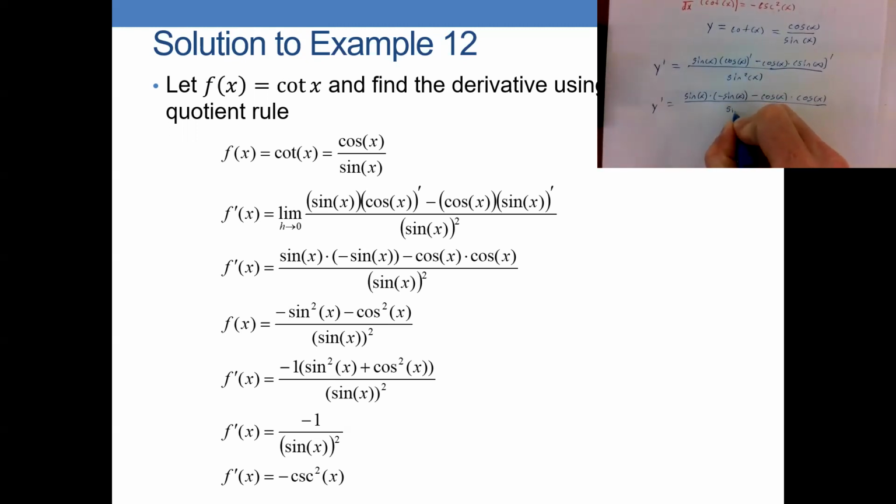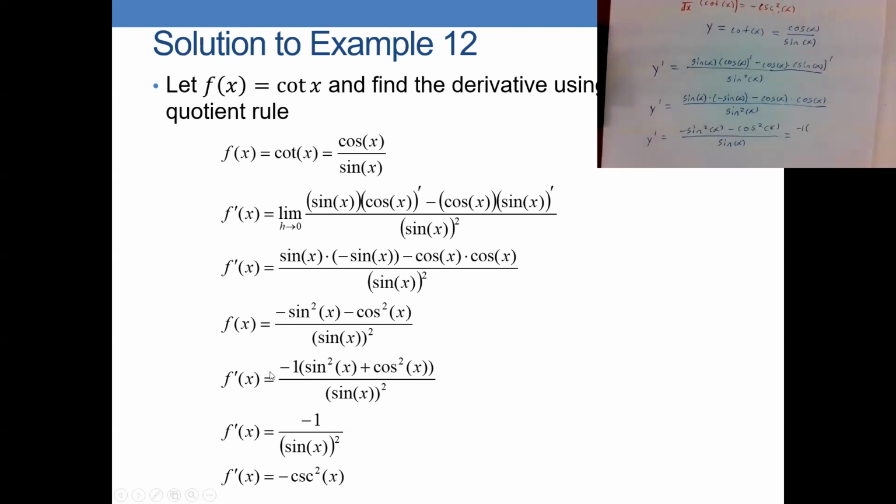Now I can bring the bottom down. And then again, I can rewrite these as squared. So it'll be negative sine squared, because you have a positive times a negative and a positive times a negative in both cases. So we end up with negative sine squared x, negative cosine squared x, but I can simply factor out a negative, as you can see in the PowerPoint.